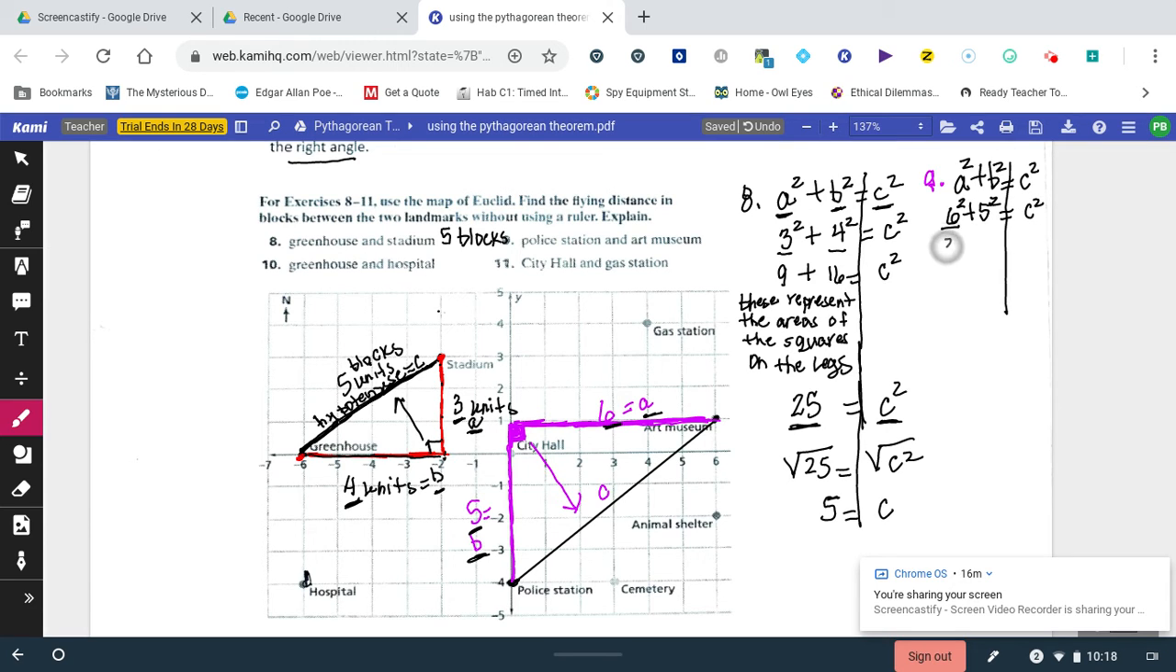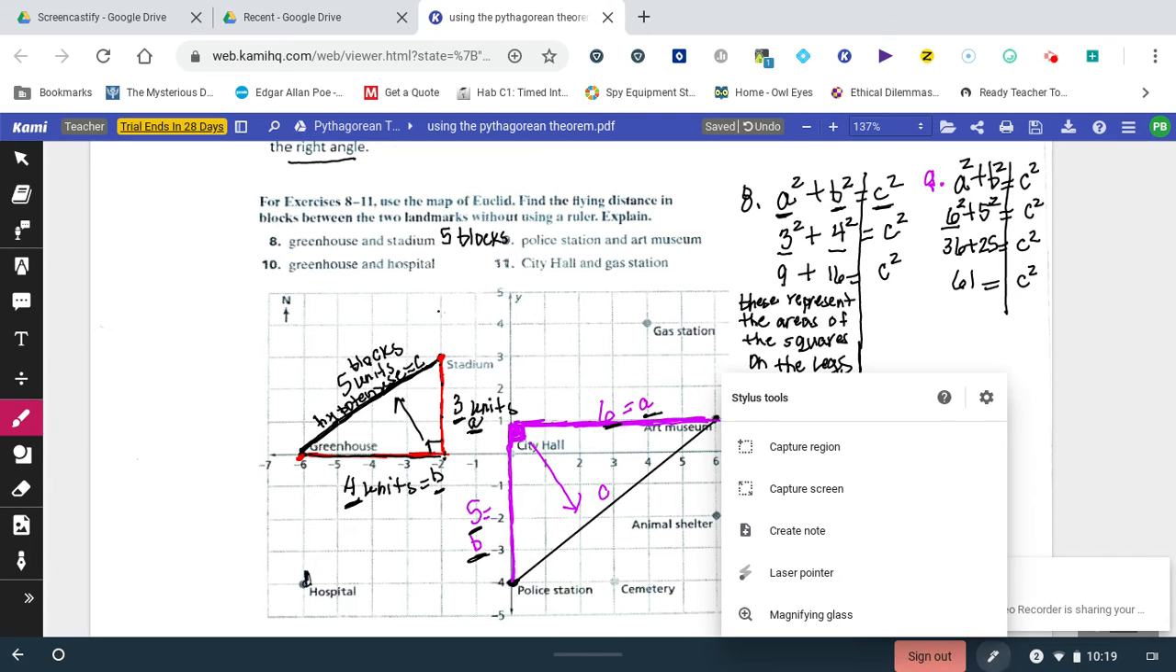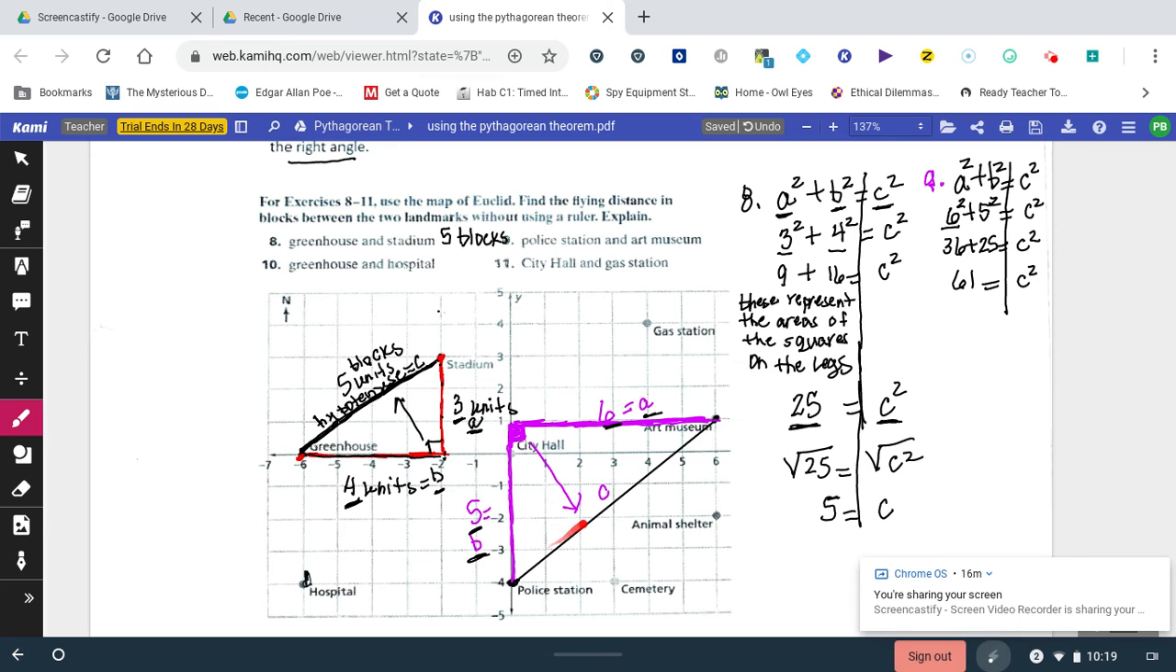6 squared is 36. 6 times 6 is 36. 5 squared is 25 because 5 times 5 is 25. And then I'm going to add these two. 36 plus 25 is 61 equals C squared. And so I don't want the square, okay, on the side. The square on the side would be whatever I could draw going out like this, okay? I don't want that. I just want just this side length.